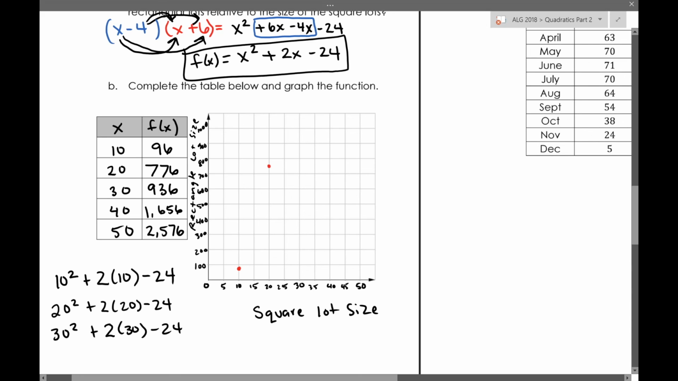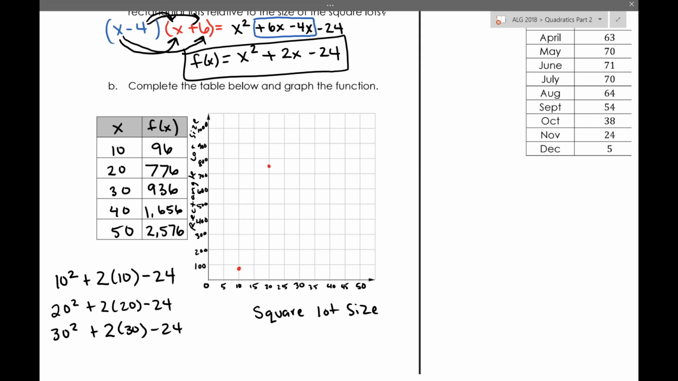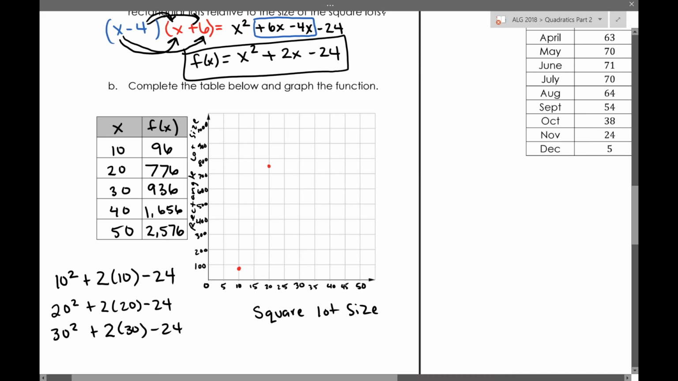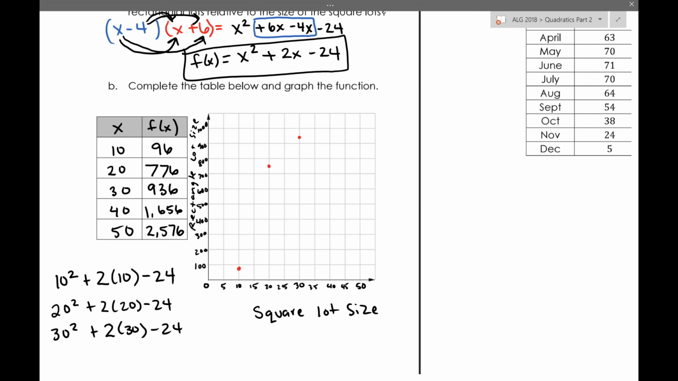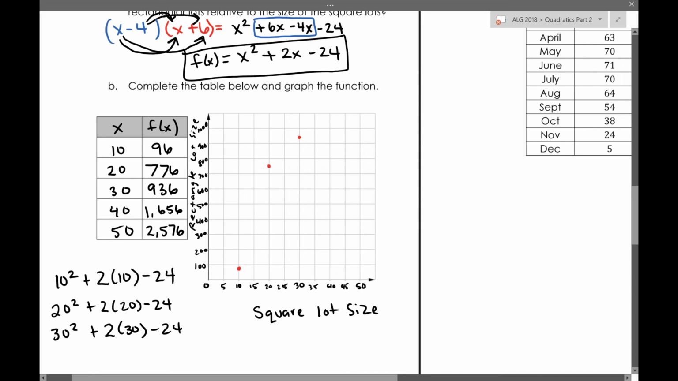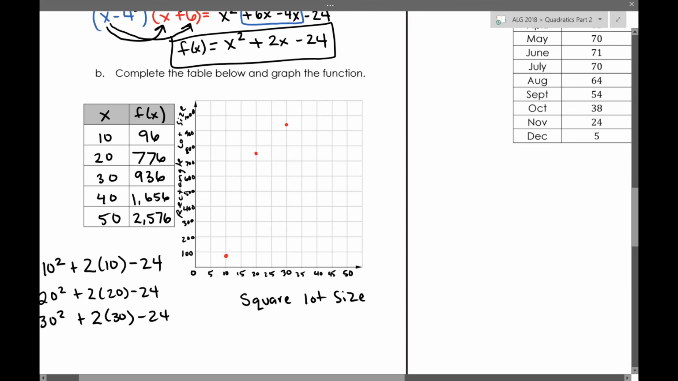Most of the time you're going to be seeing this on an answer choice. They'll already graph it for you. Okay, next number was 30, and that was 936. So at 30 we're at 936, about right here. Now all I need to do is connect my dots. And we're looking at something like this.